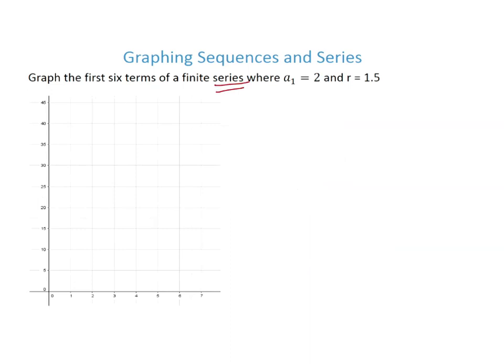Graph the first 6 terms of a finite series, where a1 is 2 and r is 1.5. So these are the same ones that we just looked at. Our first value is 2, and our common ratio is 1.5. The difference here is we're graphing the first 6 terms of the series, which means not only do we have to find the terms in the sequence, but then we have to add them up to get the terms of the series. Okay, so let's do it.